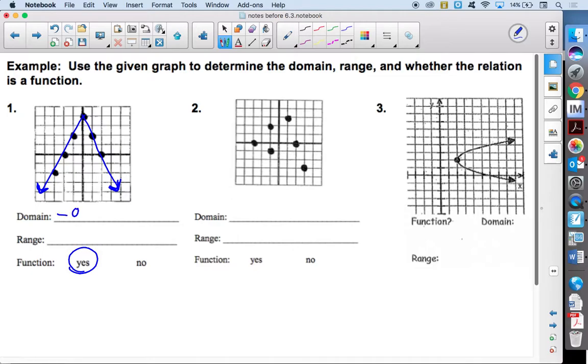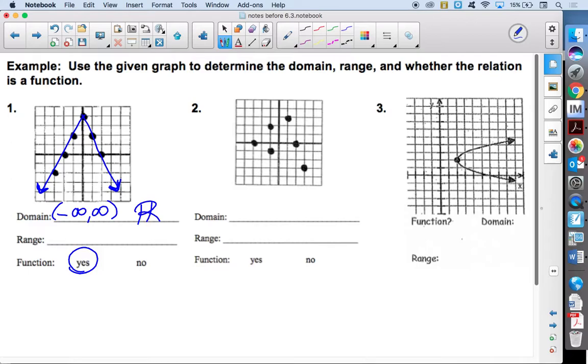So Paige said negative infinity to positive infinity. What other way could we say that? All real numbers. So either one works. So the graph starts at negative infinity because it's going to continue to get wider and wider and wider. It goes all the way to positive infinity, or we could say all real numbers. Either one of those would be acceptable.